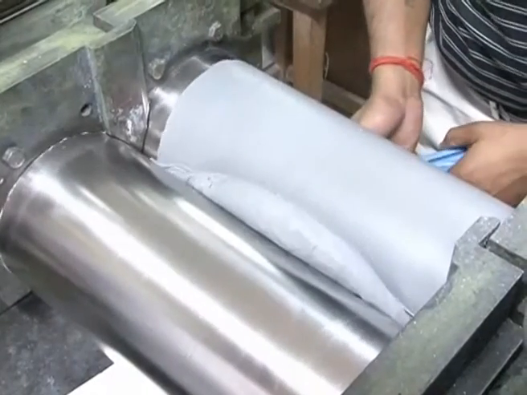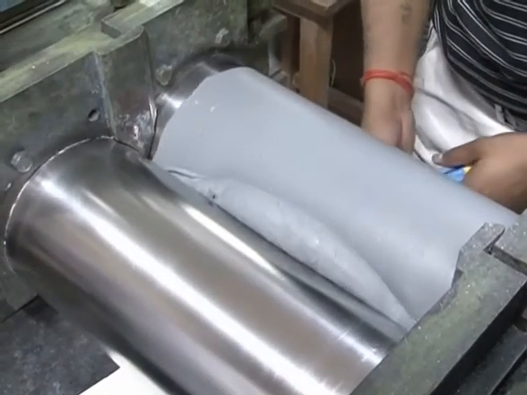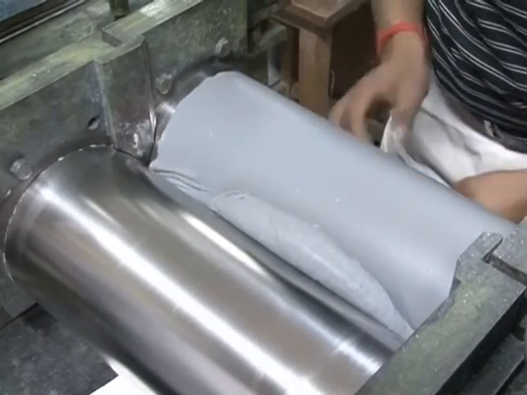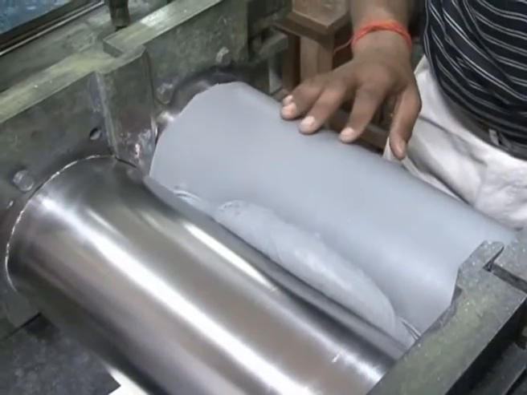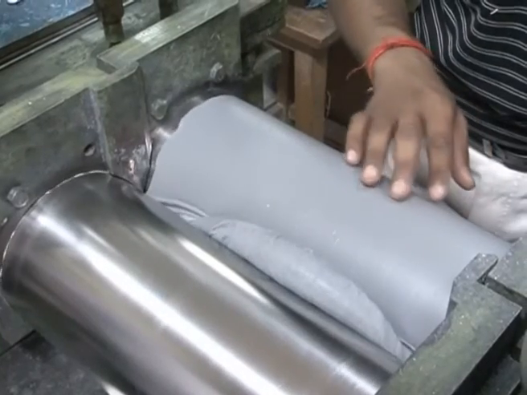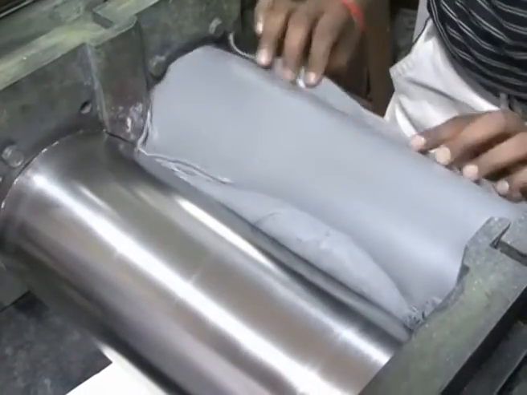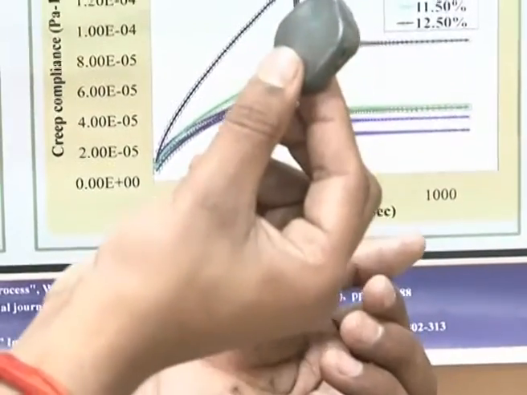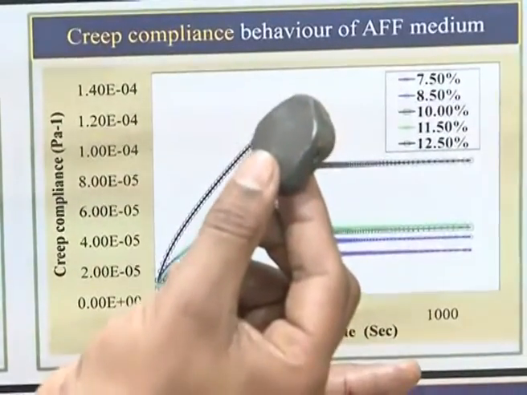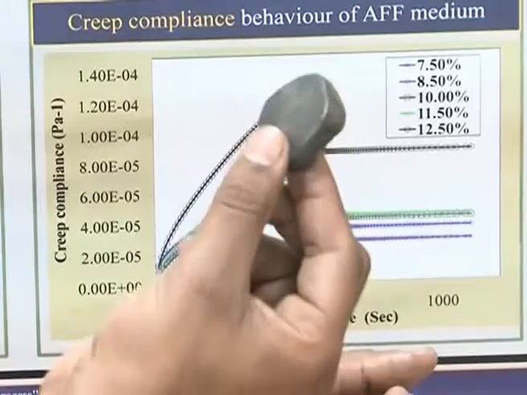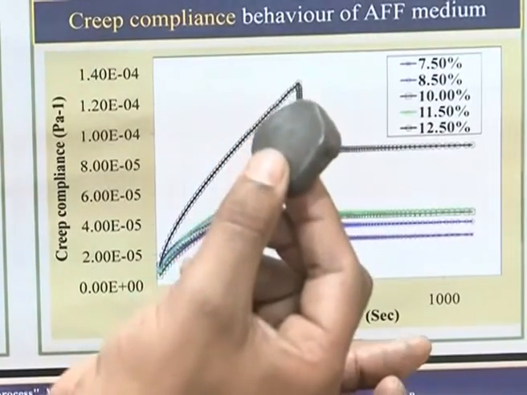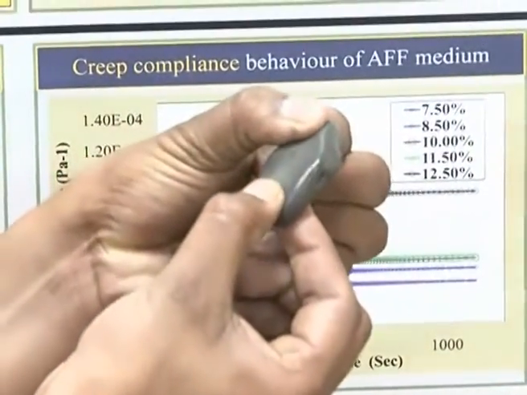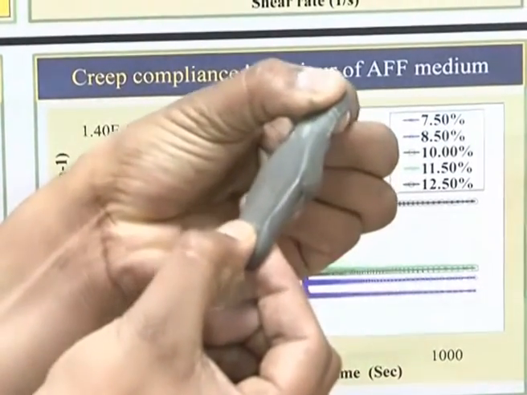Now you can see the final version of the medium. This contains the uniformly distributed abrasive particles. This is the polymer rheological abrasive medium that we have fabricated in-house. This has special characteristics. If you stretch it, it will continuously stretch.